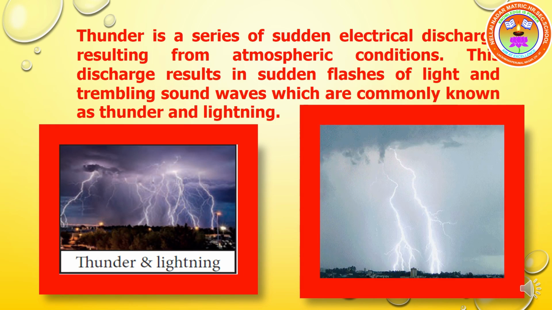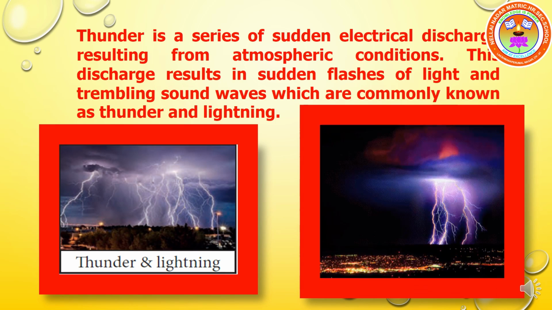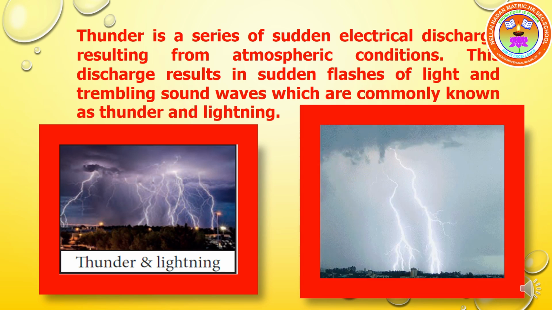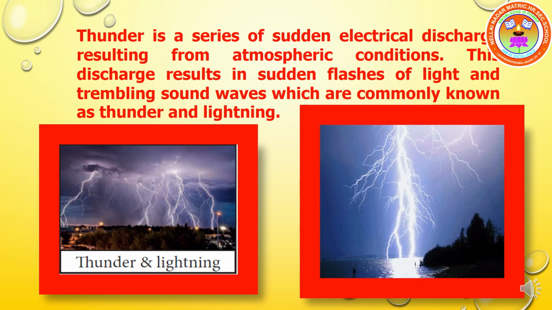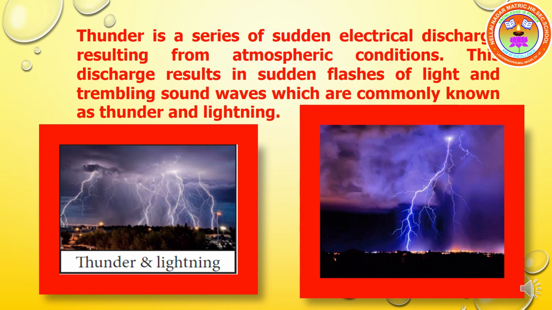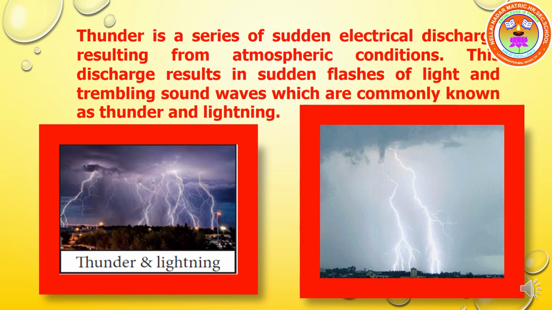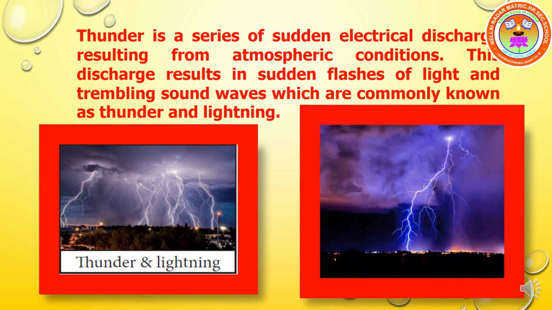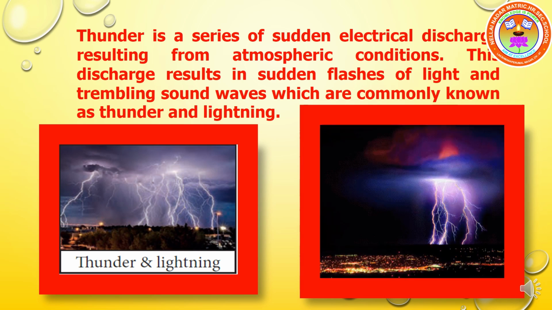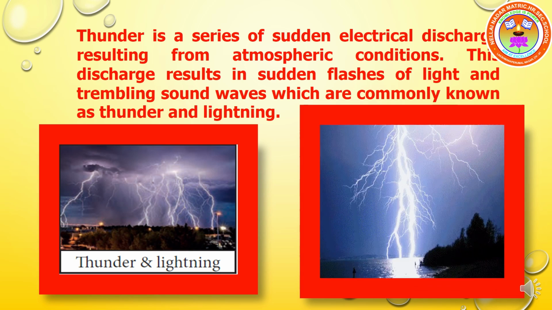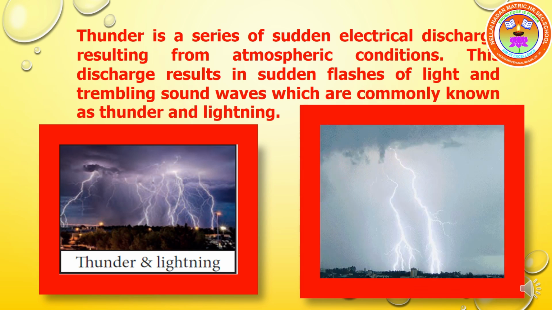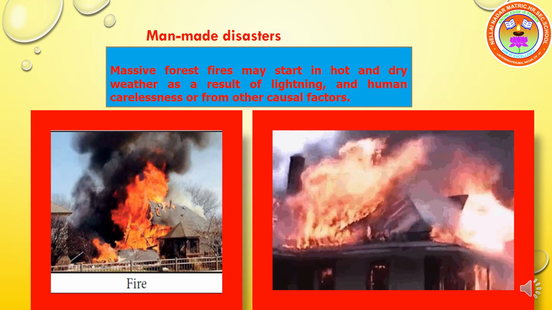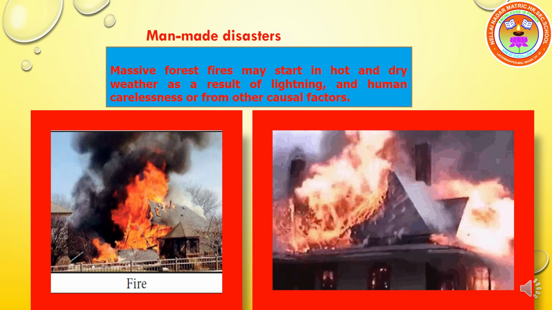Next one is thunder and lightning. Thunder is a series of sudden electrical discharge resulting from atmospheric conditions. This discharge results in sudden flashes of light and trembling sound waves, which are commonly known as thunder and lightning. So, children, you can hear heavy noise and you can also see the flashes of light during thunder and lightning. Is it clear?